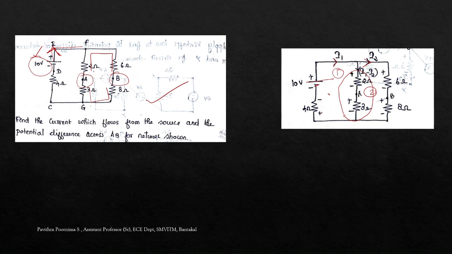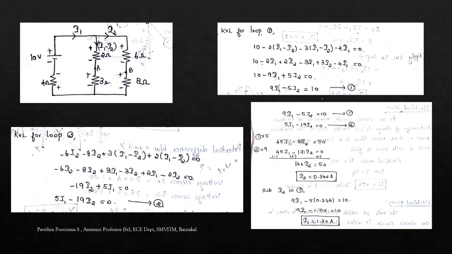Whatever the direction, you consider the first polarity as plus and the second polarity as minus. Plus and minus, plus and minus. Consider in this direction the first polarity is plus and the second polarity is minus. Okay, so we'll see the KVL for loop 1 and loop 2.